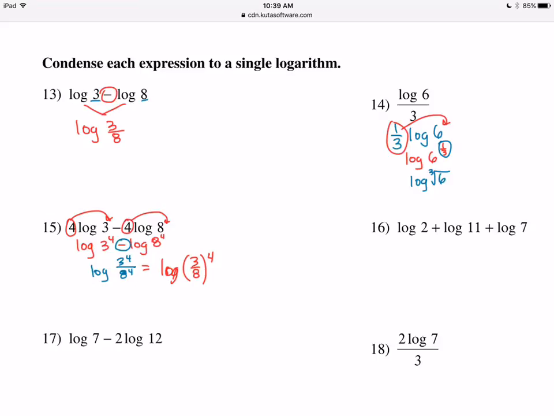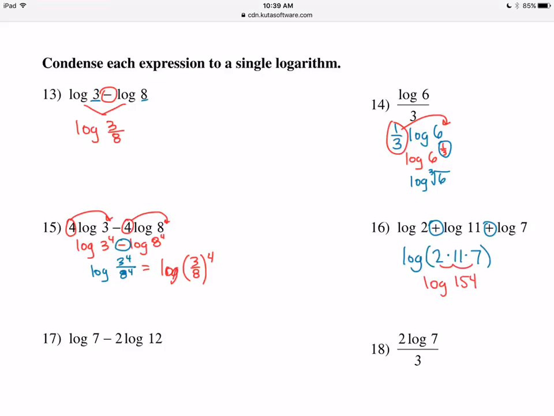So number 16, notice how it's all being added together. My clue is addition, so I'm going to multiply everything together. So it's going to be log 2 times 11 times 7. You could leave it like that, or you can actually multiply all these terms together. So 2 times 11 is 22. 22 times 7 is going to be 154. So you can actually write log 154. But again, if you left it as 2 times 11 times 7, you're not wrong. It's just more complete the way there.